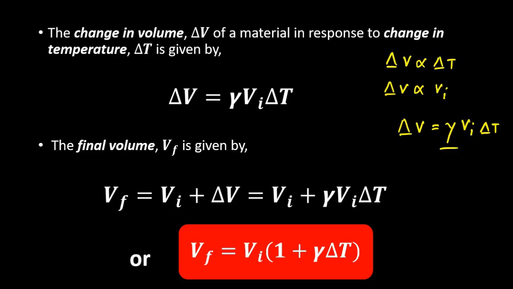The higher the increase in temperature, the more the increase in volume, because they are both directly proportional to each other. And gamma is the volume expansion coefficient. So the final volume is given by Vf is equal to Vi plus the increase in volume delta V, which is equal to Vi plus gamma Vi delta T. And if we take Vi common, we get this expression: Vf is equal to Vi times (1 plus gamma delta T).